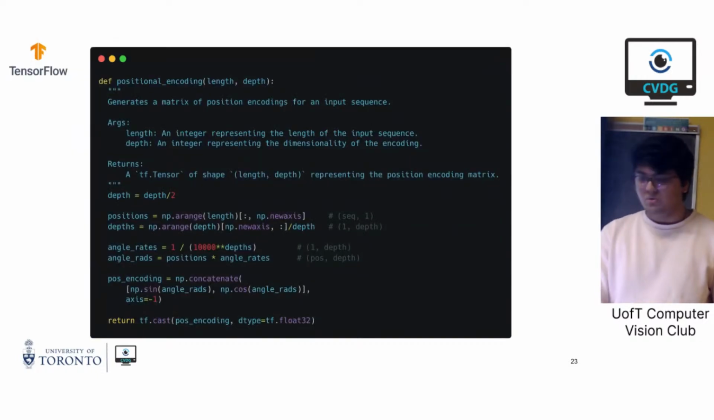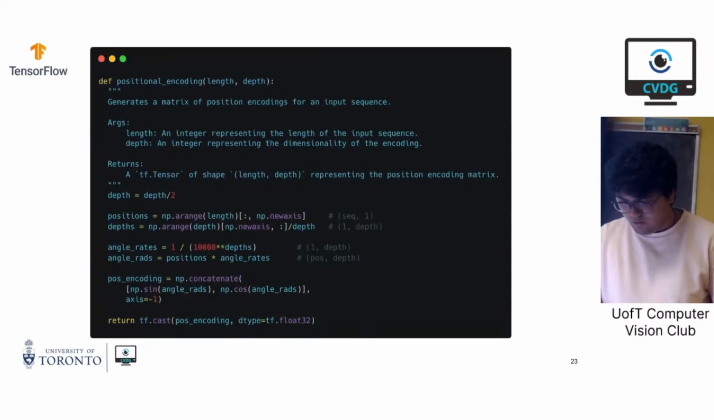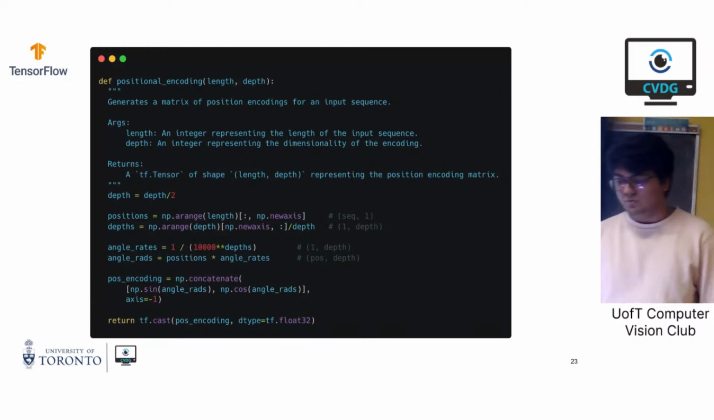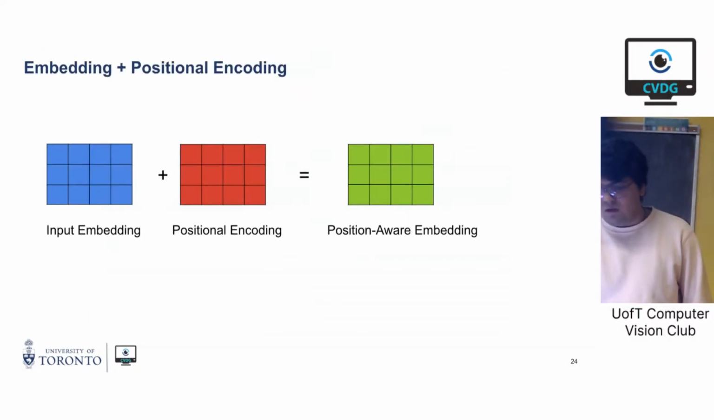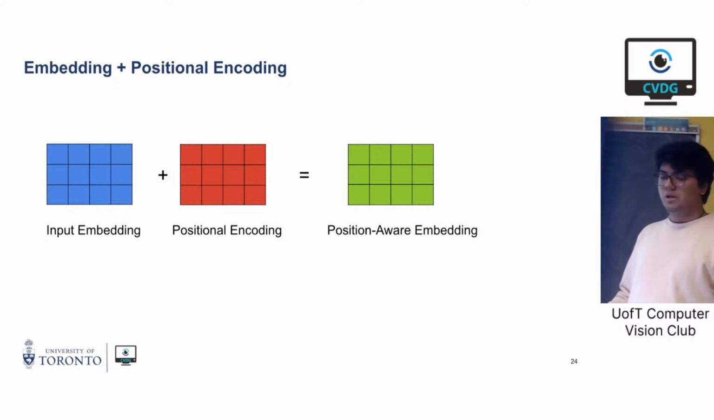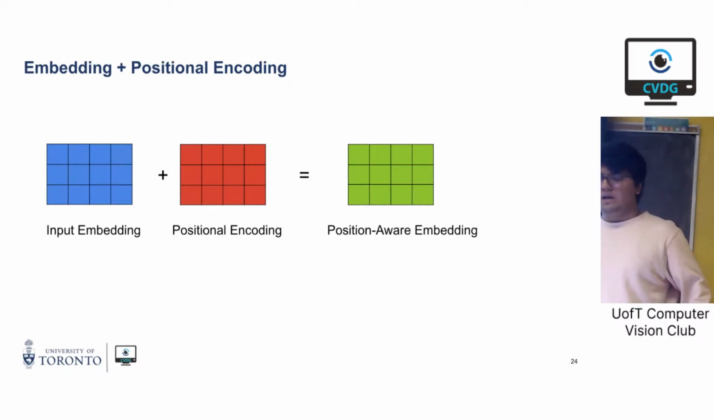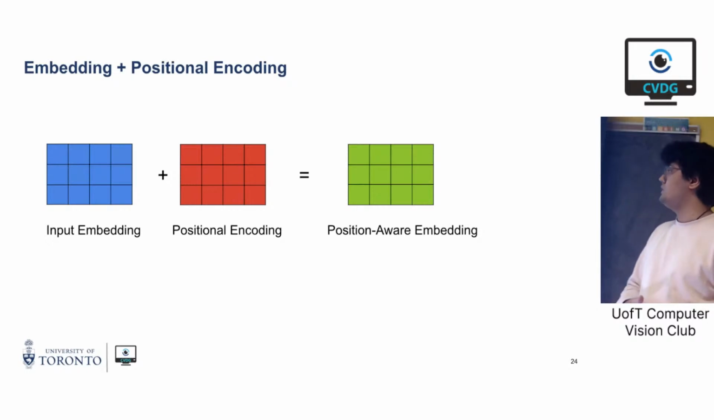This is the corresponding code in TensorFlow, where np.sin and np.cos are the formula for it. By summing the embedding and the encoding, we generate something known as a position-aware embedding, which is basically an embedding that contains both the meaning of words and the position also.